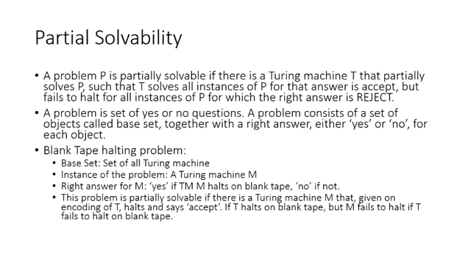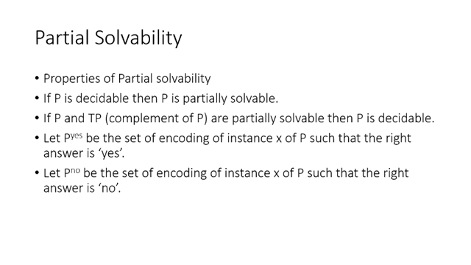What are the properties of partial solvability? If P is decidable, so I can decide that my answer is correct or rejected, then we say the problem is partially solvable. If both P and the complement of P are partially solvable, then we may say the problem is decidable. You will have an encoding, with a set of instances for the accepting state and a set of instances for the rejection state. This is how a partial solvability problem is used in the Turing machine.